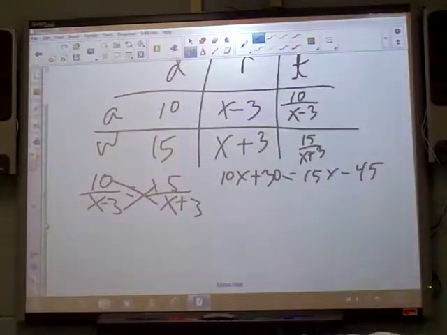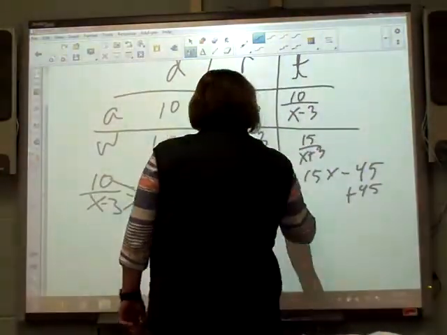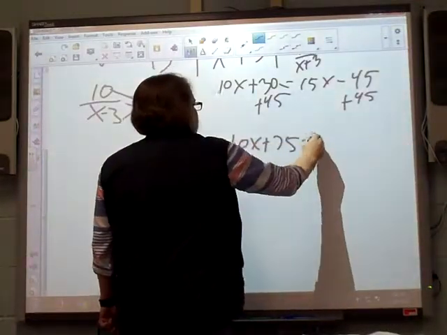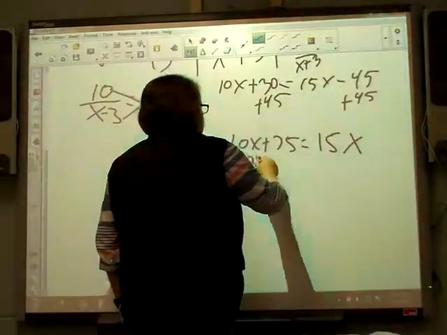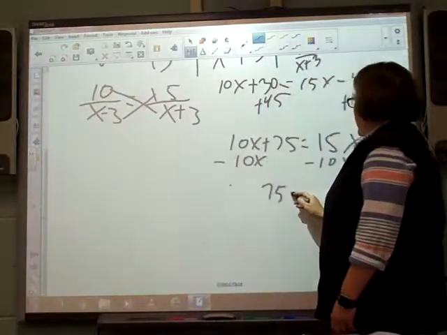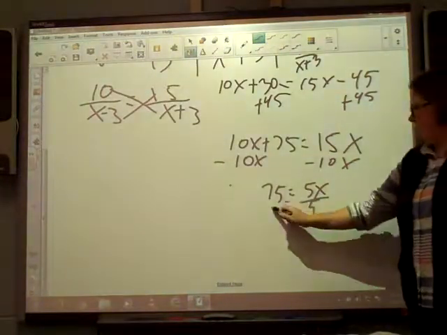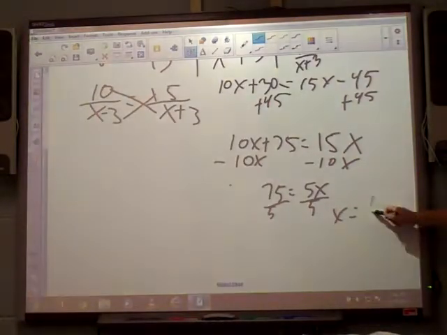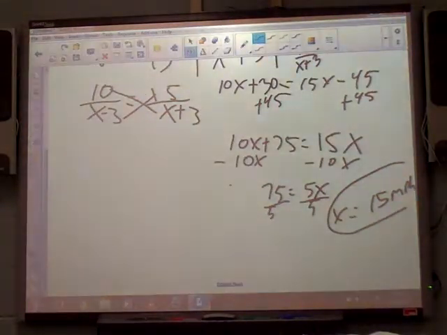Alright, we got a 4-parter. Pick a part to start. Minus 45. Plus 45. So that gets us, extend the page. 10x plus 75 is equal to 15x. Subtract 10x. 75 is 5x. Divide by 5. X is 15. And that would be 15 miles an hour that the paddle boat could go with no current.